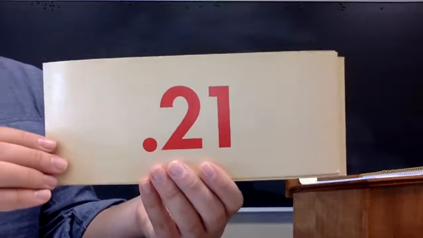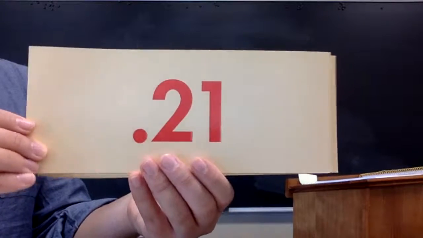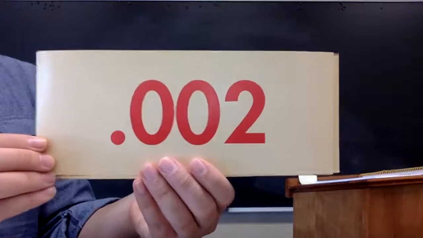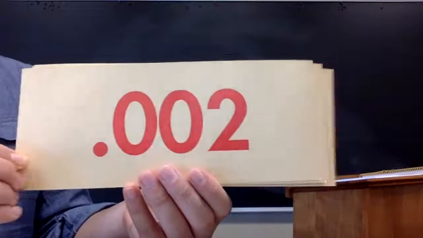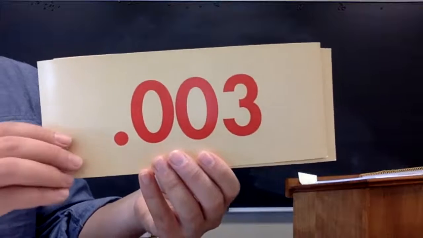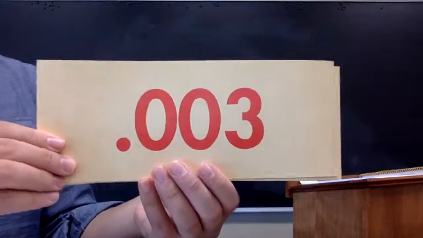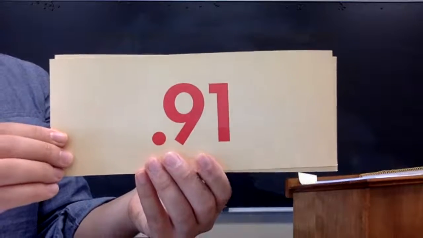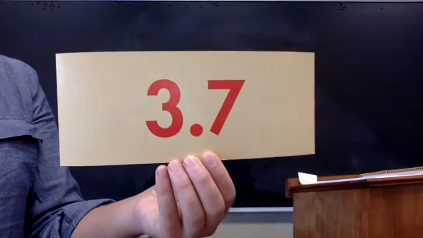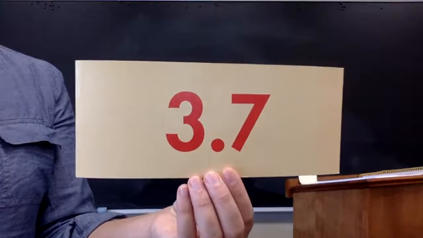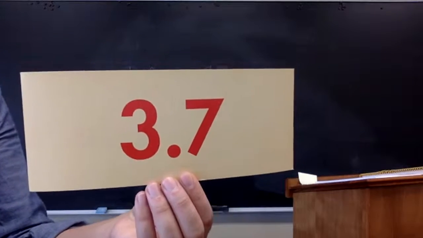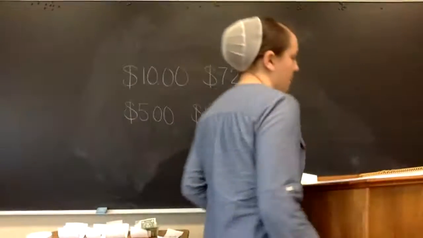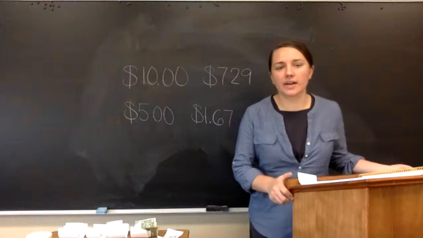And 21/100. 3 places for this one, so 2,000th. 3 places again, 3,000th. This would be 91/100th. And how would you read this one? Remember, your decimal point you read as "and." 3 and 7/10. Very good.